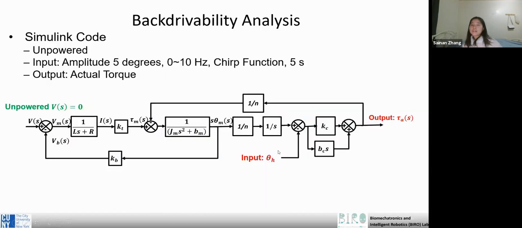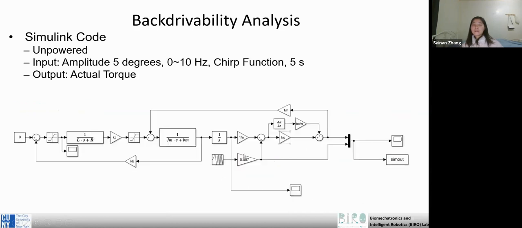So we draw the backdrivability control diagram. You can get the transfer function from this block. And here, we will put in the chirp function. And this is the Simulink code. Since the backdrivability analysis is much easier than the bandwidth, I didn't provide the examples here.